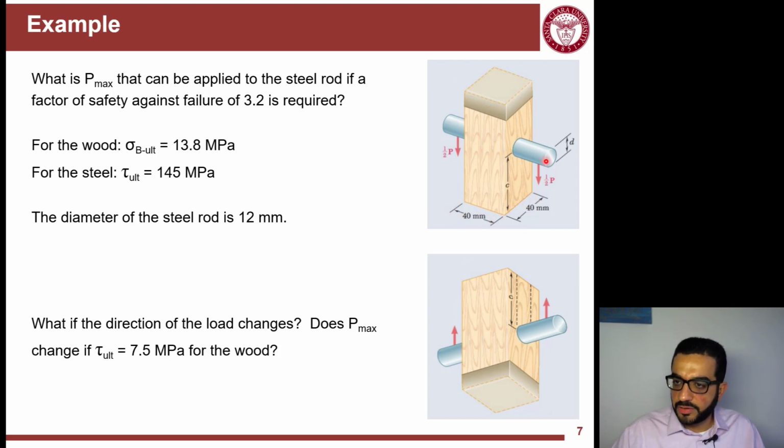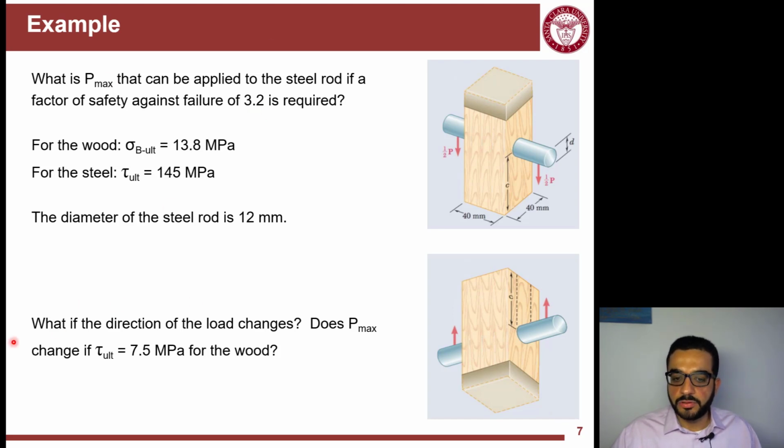So it's resting on the ground and there's a steel bar kind of pushing down, and this is why we're giving you two ultimate stresses. One is the ultimate stress of the bearing of the wood, and then the ultimate shear stress of the steel. So that gives you a hint of what type of failure cases we're trying to analyze here. And we're trying to figure out what's Pmax that we should allow that structure to carry, considering that we are enforcing here a factor of safety of 3.2.